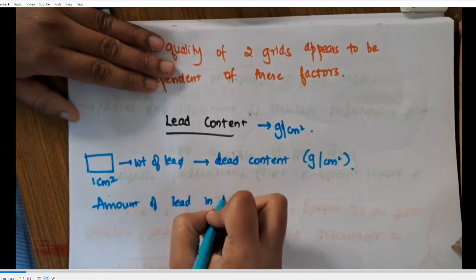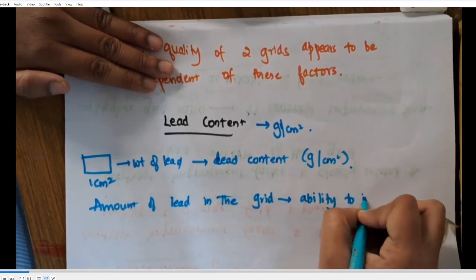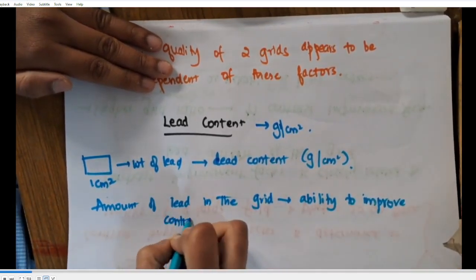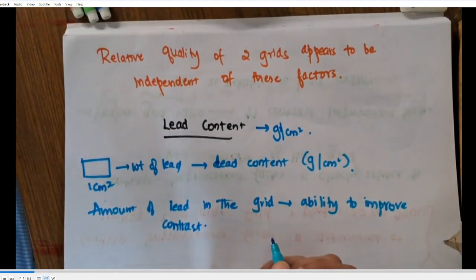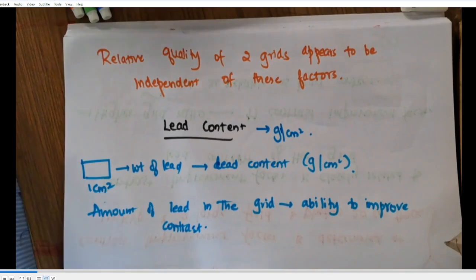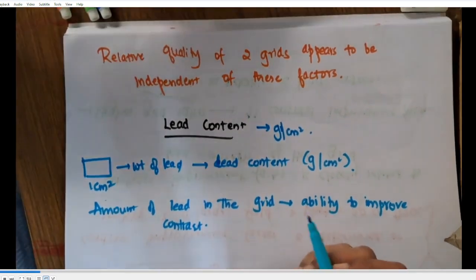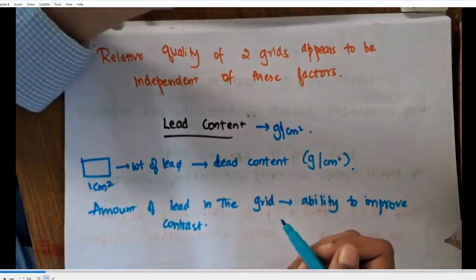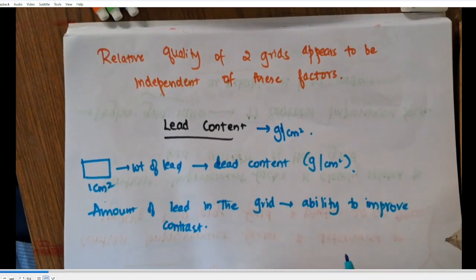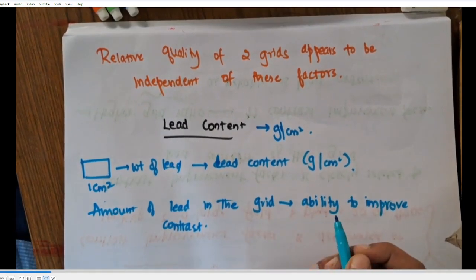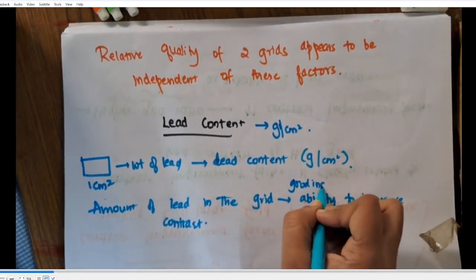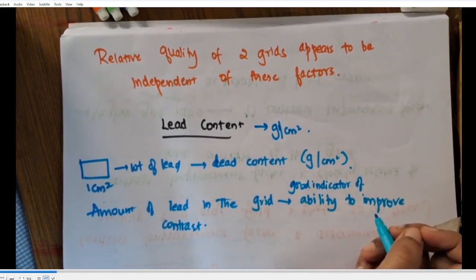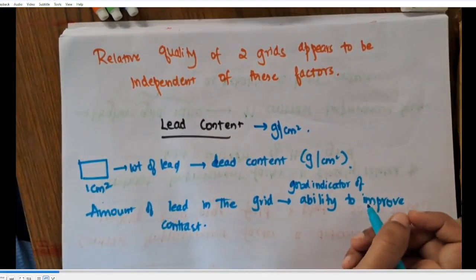So the amount of lead in a grid is a good indicator of its ability to improve the contrast, provided the grid is well designed. Poor design would be a solid sheet of lead. So if the grid is good, then the amount of lead is a good indicator of the ability to improve the contrast.